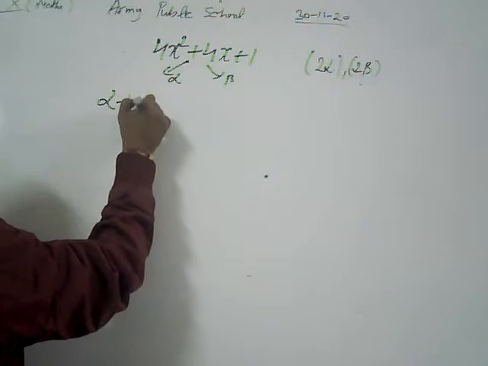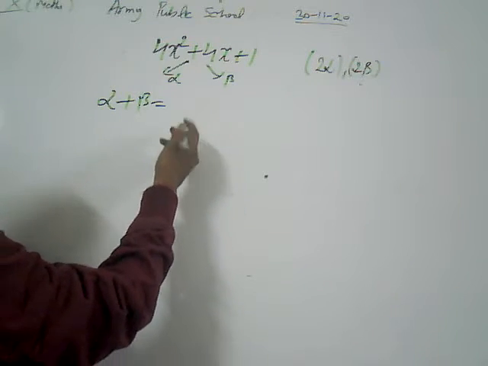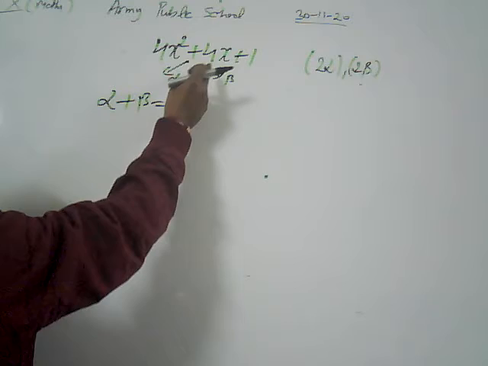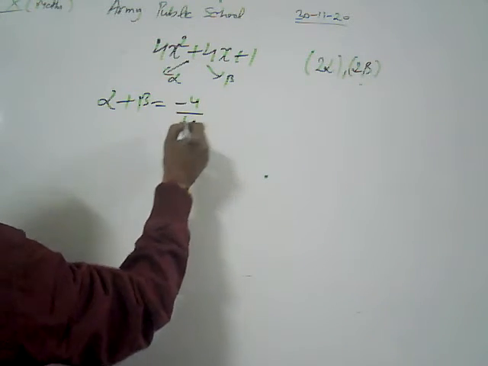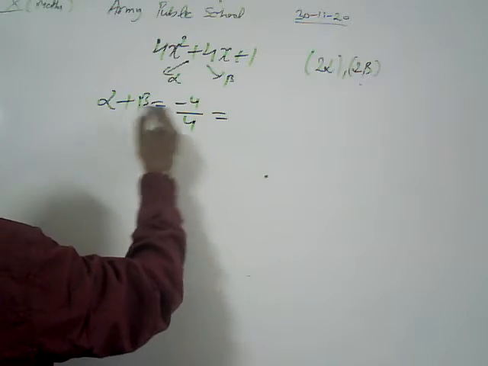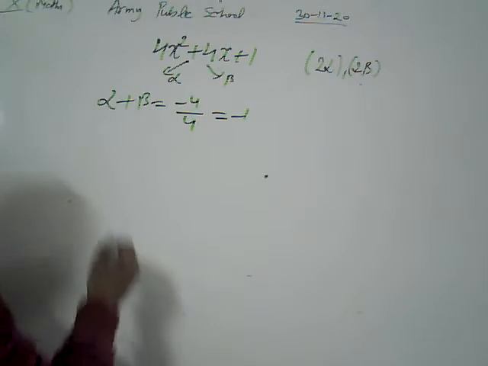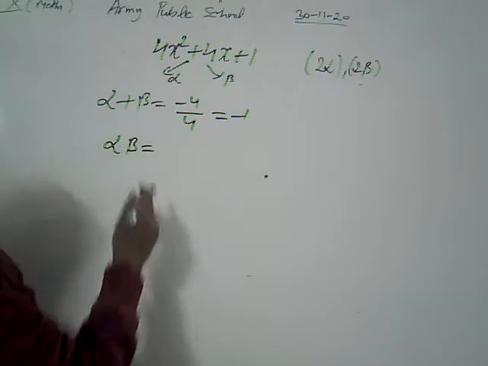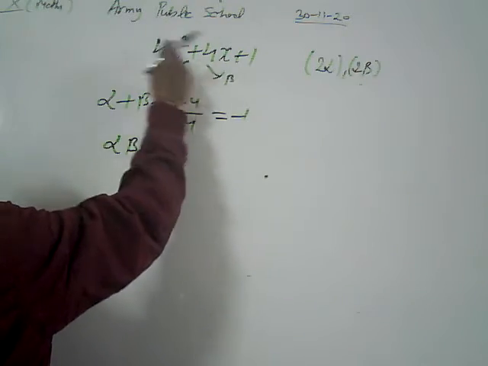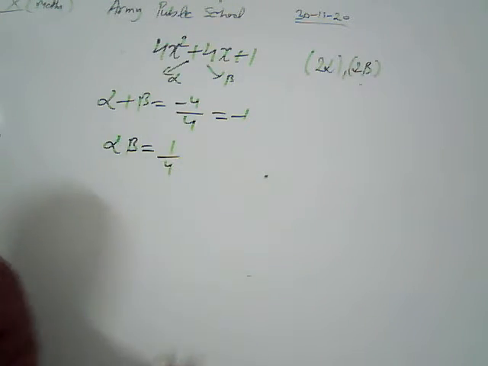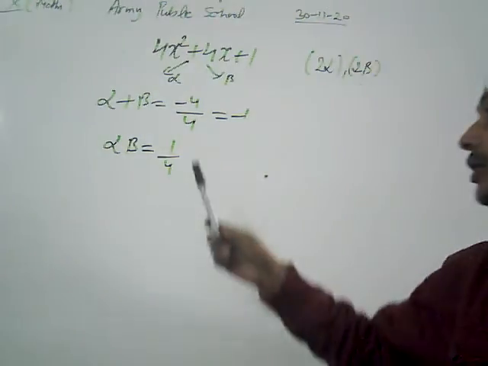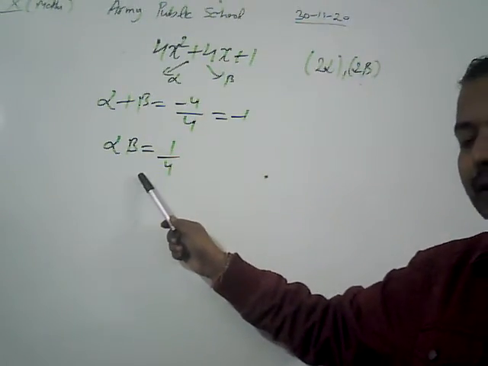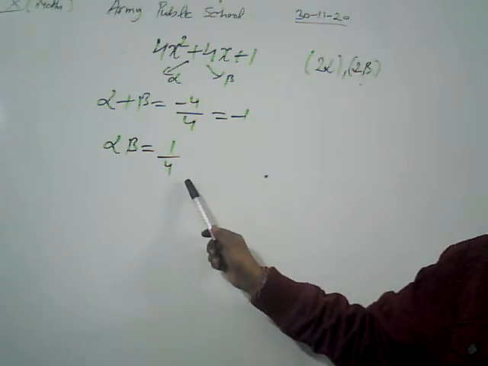Now alpha plus beta is minus b by a. Here b is 4 and a is 4, so minus 4 by 4, and we get the value of alpha plus beta as minus 1. Alpha into beta is c by a, where c is 1 and a is 4, so 1 by 4. Now look, from the relationship of zeros and coefficients, the sum of zeros is minus 1 and the product of zeros is 1 by 4.